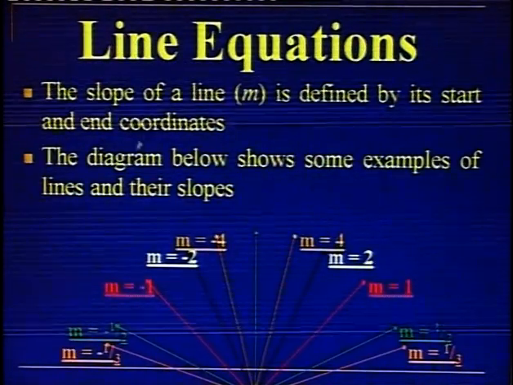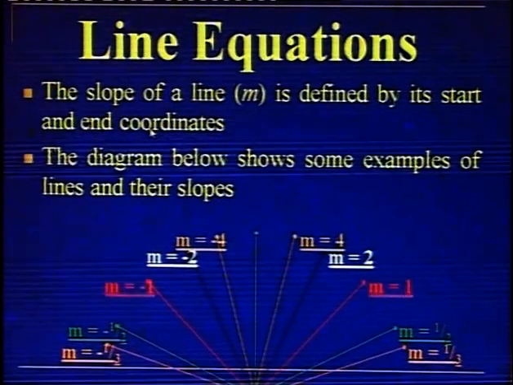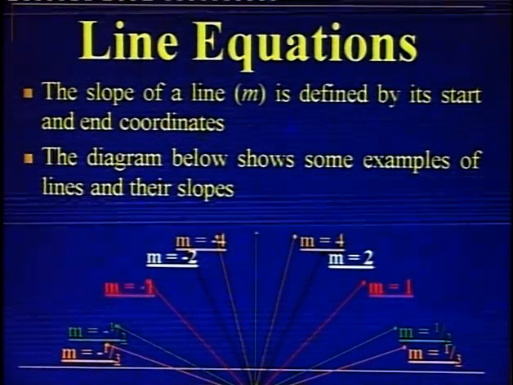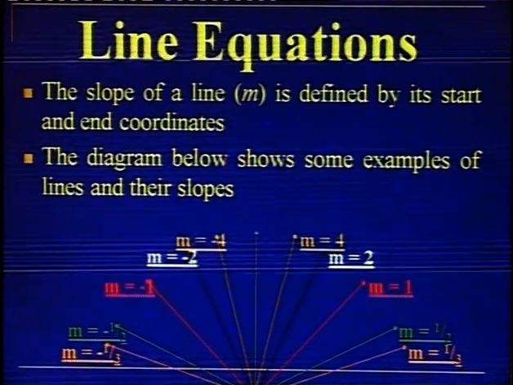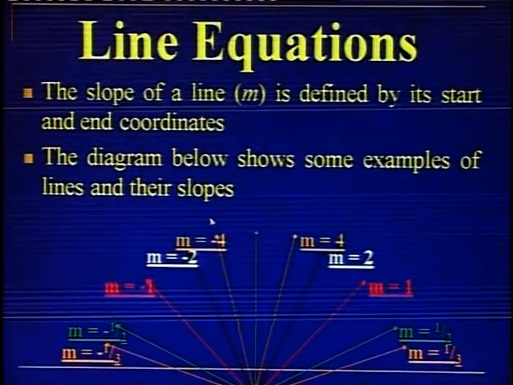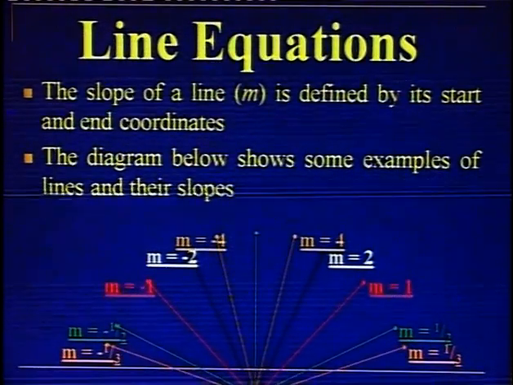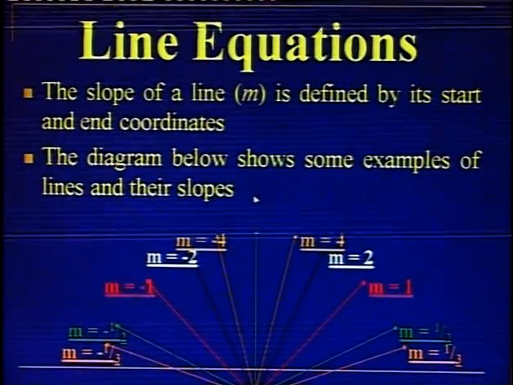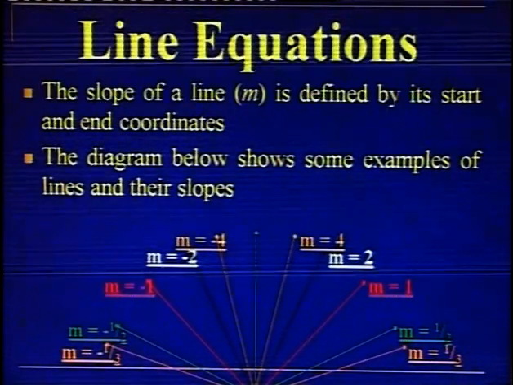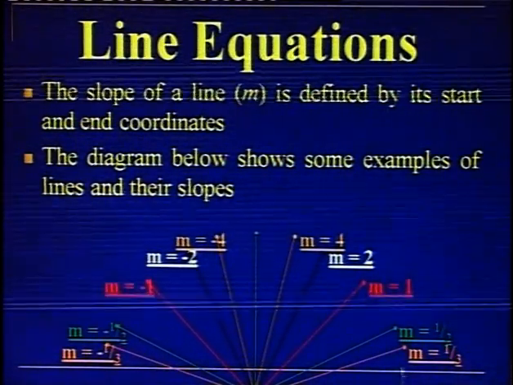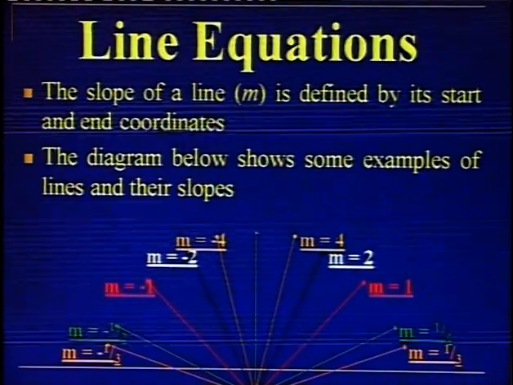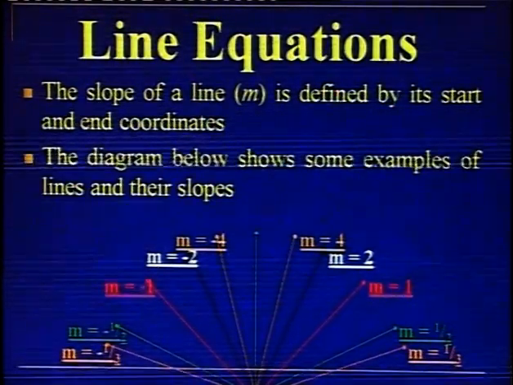The slope of a line is defined by its start and end coordinates. The following diagram shows just some examples of lines with their slopes. This line has a slope m equals 1. The first quadrant has lines with positive slopes only, and the second quadrant has lines with negative slopes.